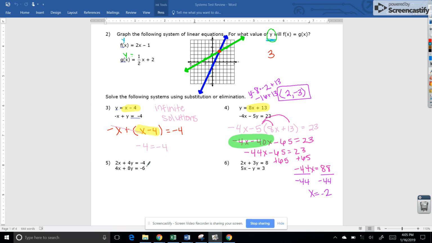So what I think I'm going to do is cancel out my x's. So I'm trying to match 4x. What is going to cancel out with positive 4x? Negative 4x. So I need to make this 2x equal to negative 4x. What do I need to multiply by?